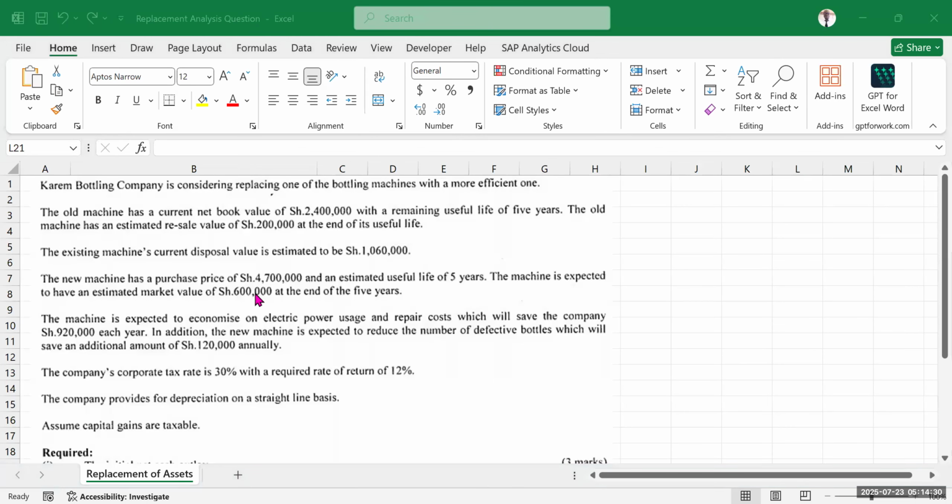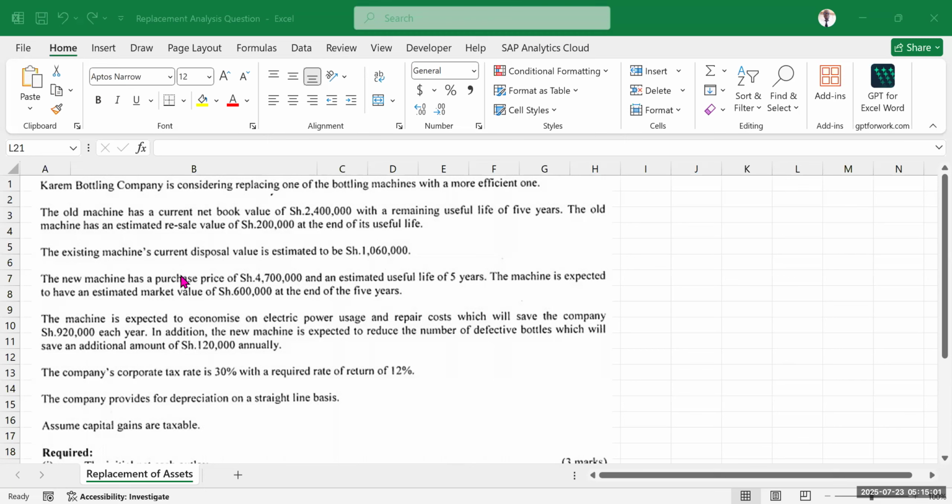Started reading the question. A bottling company is considering replacing one of its bottling machines with a more efficient one. The old machine has a current net book value of 2,400,000 with a remaining useful life of 5 years. The old machine has an estimated resale value of 200,000 shillings at the end of its useful life.